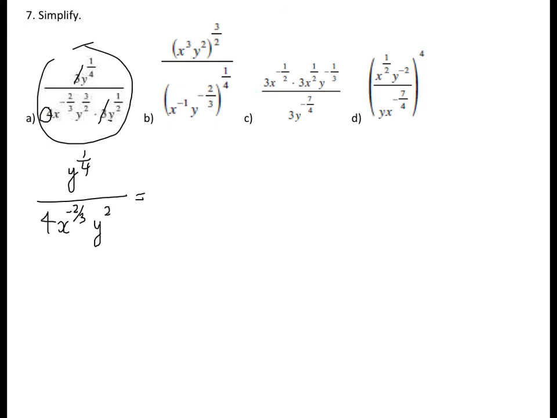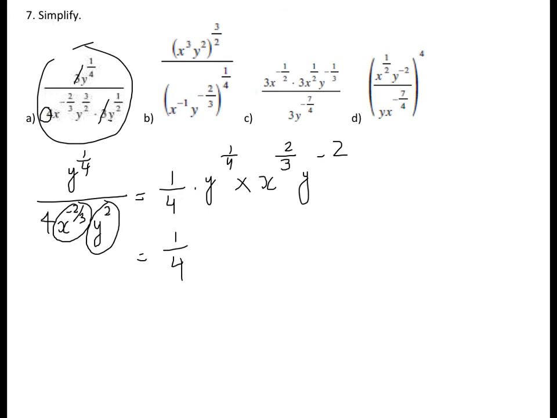This is equal to, now I can flip the fraction and just write it as 1 over 4 times y exponent 1 over 4 times x exponent negative 2 over 3 when it's flipped is going to give me x exponent 2 over 3. Y exponent 2 when it's flipped is going to give me y exponent negative 2.